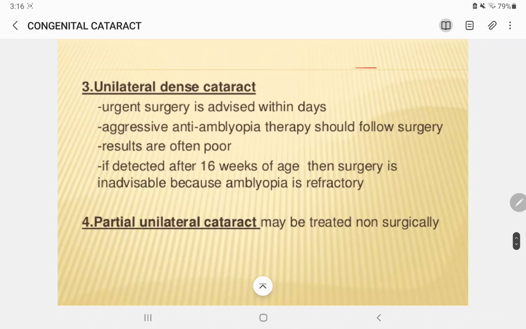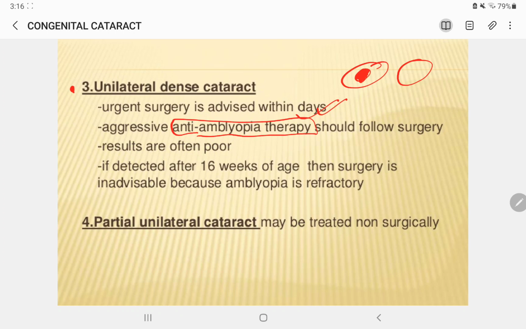So for a unilateral dense cataract, urgent surgery is advised; if there is a unilateral dense cataract, then within days it should be done. Very aggressive anti-amblyopia therapy is needed, and there are other therapies to prevent amblyopia in a child. Results are often poor in unilateral dense cataract, so we have to counsel the parents as well.